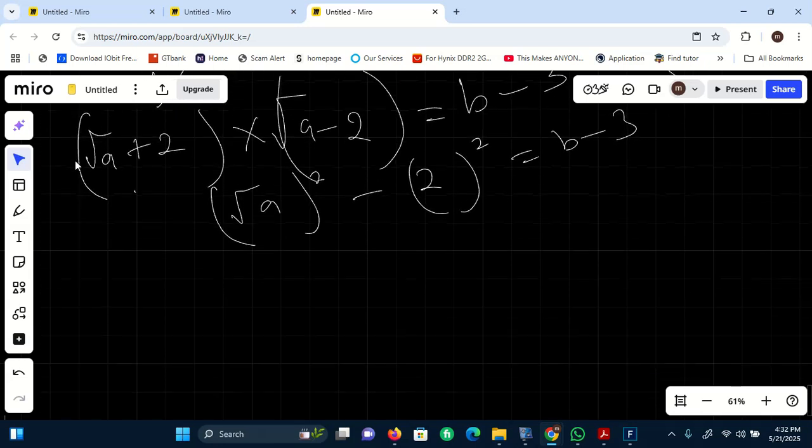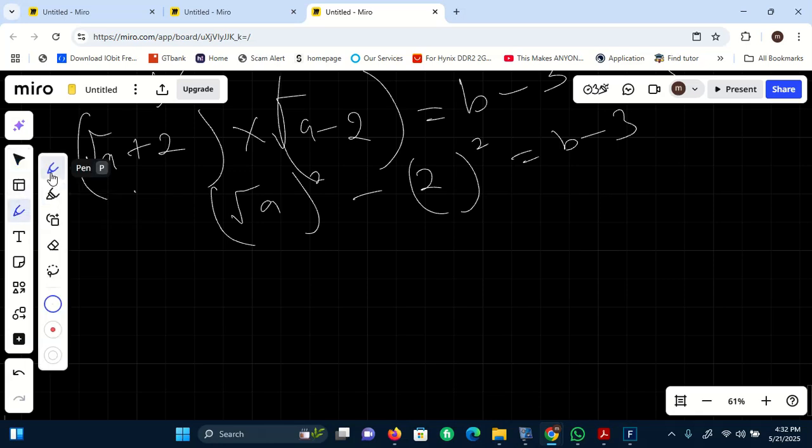Square root of A all squared is square root of A times square root of A, which is equal to A. It's like saying square root of 4 all squared: square root of 4 times square root of 4 is 2 times 2, and that gives you 4. So the same concept you apply here. It gives you A, and 2 squared is 4, so A minus 4 equals B minus 3, right?